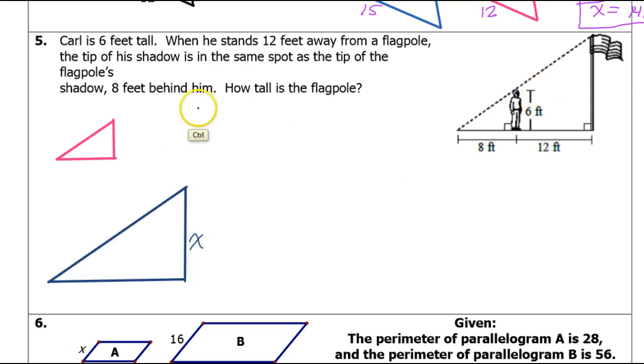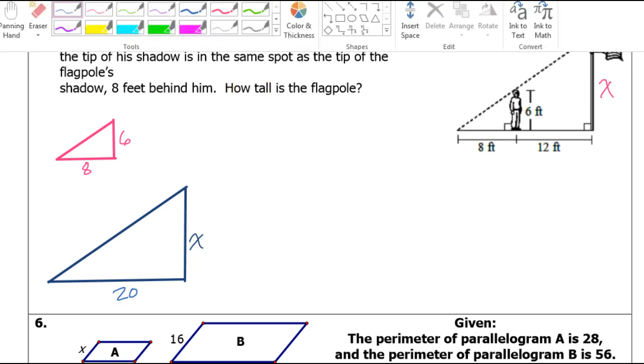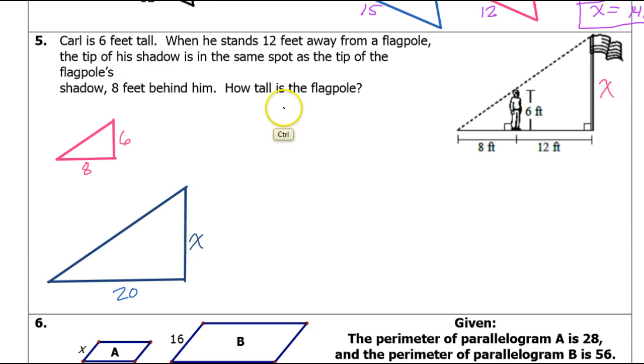So looking at the small triangle, I can see that this is 6 feet and this is 8 feet. Okay, and remember, this is the x, the flagpole. So here's where you have to be careful. The bottom side right here is not 12, it's 8 plus 12, it's 20. So when I go to find the height of the flagpole, I'm going to do x over 6, and that should equal 20 over 8.